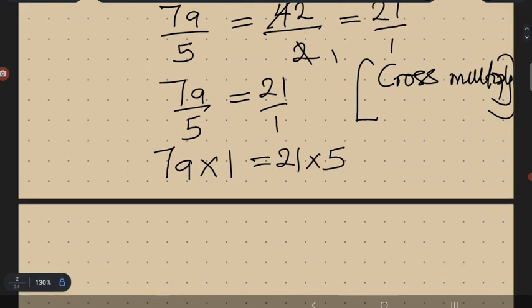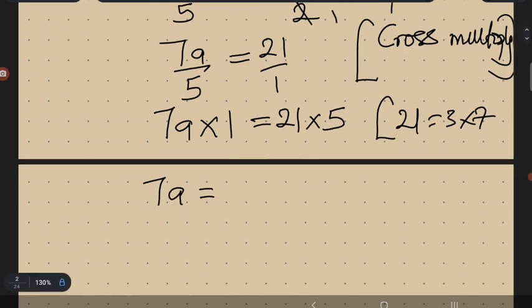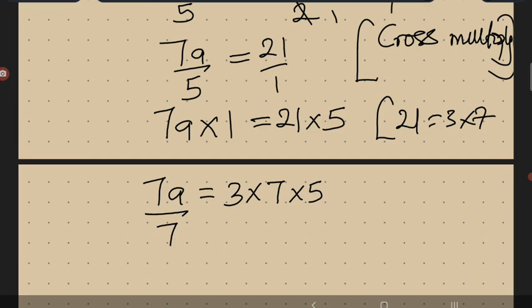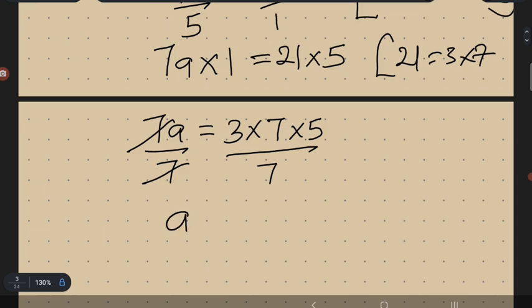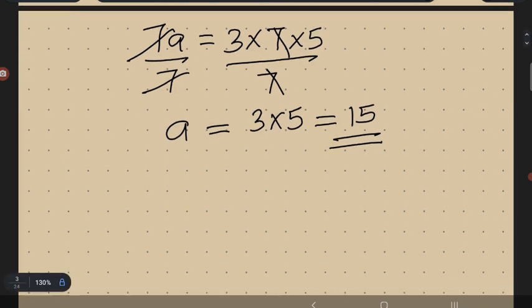But we can still recall that 21 is 3 times 7. So let's rewrite. We have 7a is equal to 3 times 7 times 5. So we try to make a the subject of the formula. We divide by 7, so we have a is equal to, we cancel this, it will remain 3 times 5, which is equal to 15. So this is our first example in the simple equation.